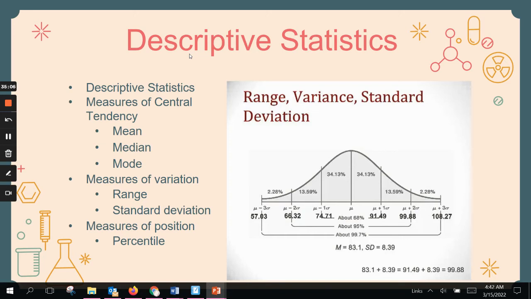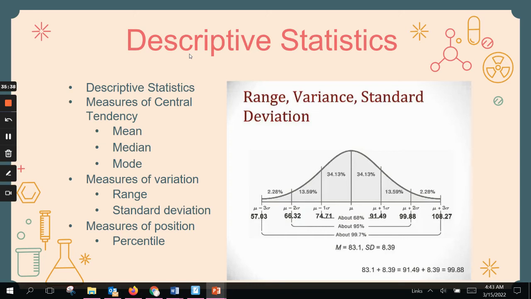Your median is the middle number. If you take all of your scores and arrange them in numerical order, 50% of your scores should fall below the median and 50% should fall above it. So in the normal curve, your mean is the same thing as your median. It's both 100. So 50% of your scores fall below 100 and 50% fall above 100.